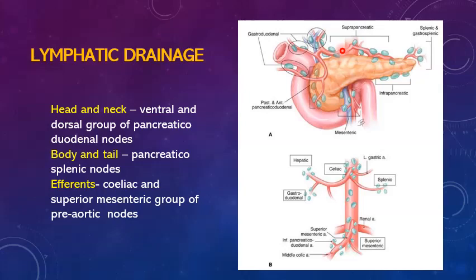And from all these nodes, the pancreaticoduodenal and pancreaticosplenic nodes, the efferents finally drain into the celiac and superior mesenteric groups of pre-aortic nodes. Now this is the abdominal aorta, and all these nodes you are seeing are called the pre-aortic group of lymph nodes. So the efferents from these nodes finally drain into the celiac and superior mesenteric groups of pre-aortic nodes. So this is the lymphatic drainage.